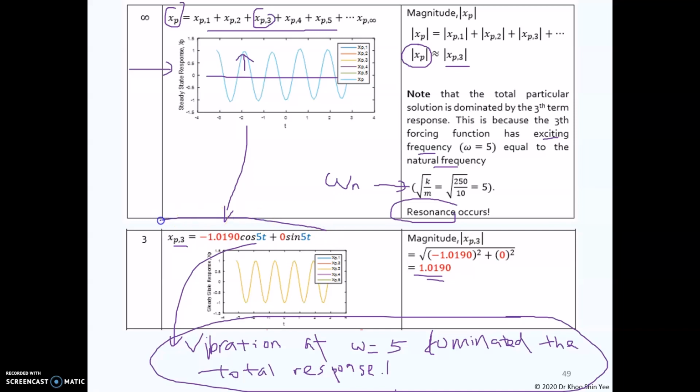This explains why the SP3 has the highest vibration and it dominates the total response. This is because the excitation frequency is equal to 5 from here, and when you compare it with the natural frequency, they are equal. So in this case, resonance happens and you will have the maximum vibration.